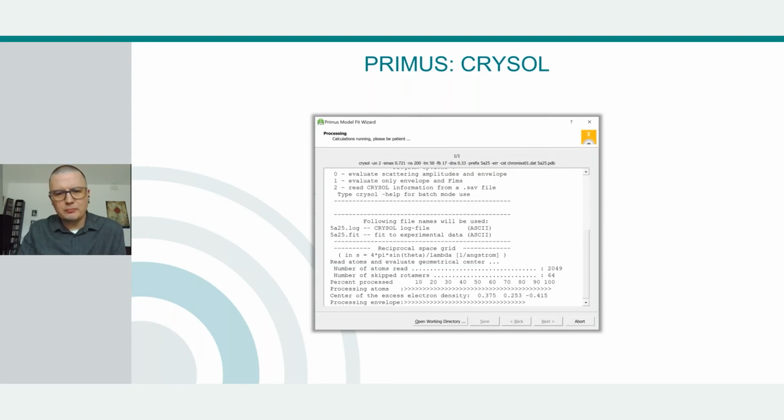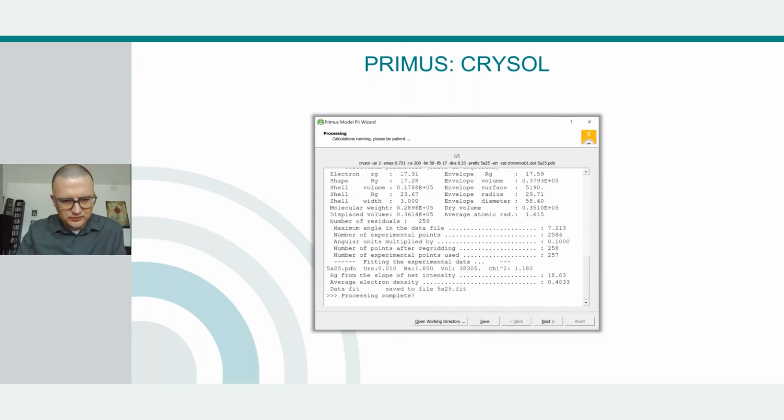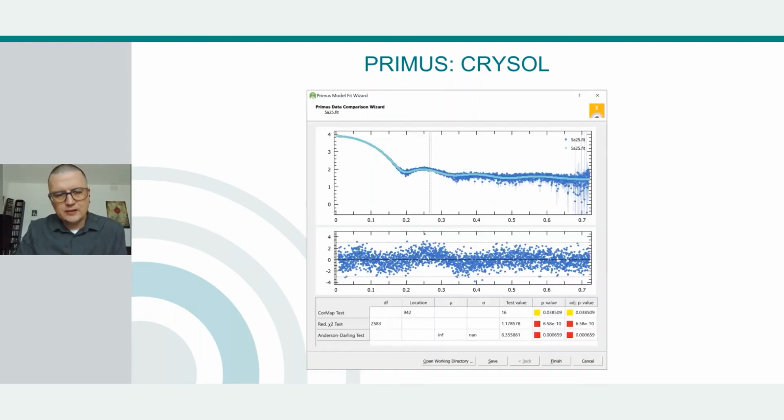So if we click commit, it will again bring us to some command line outputs, and then within a few seconds, we will see processing complete, and we will get another fit. So this will be the fit of your atomic model to your experimental data.